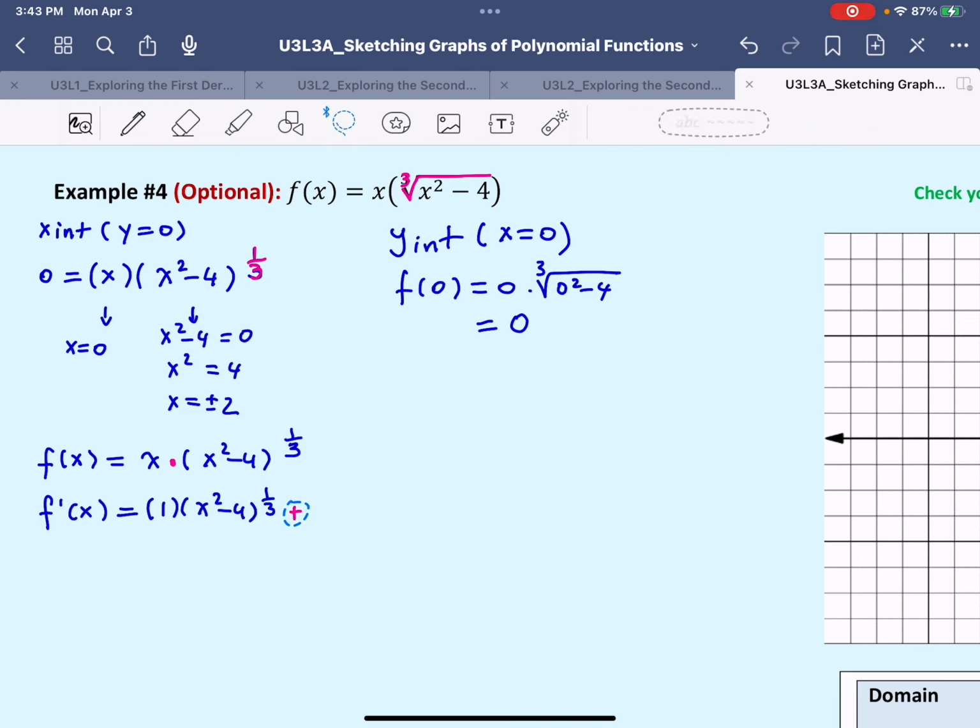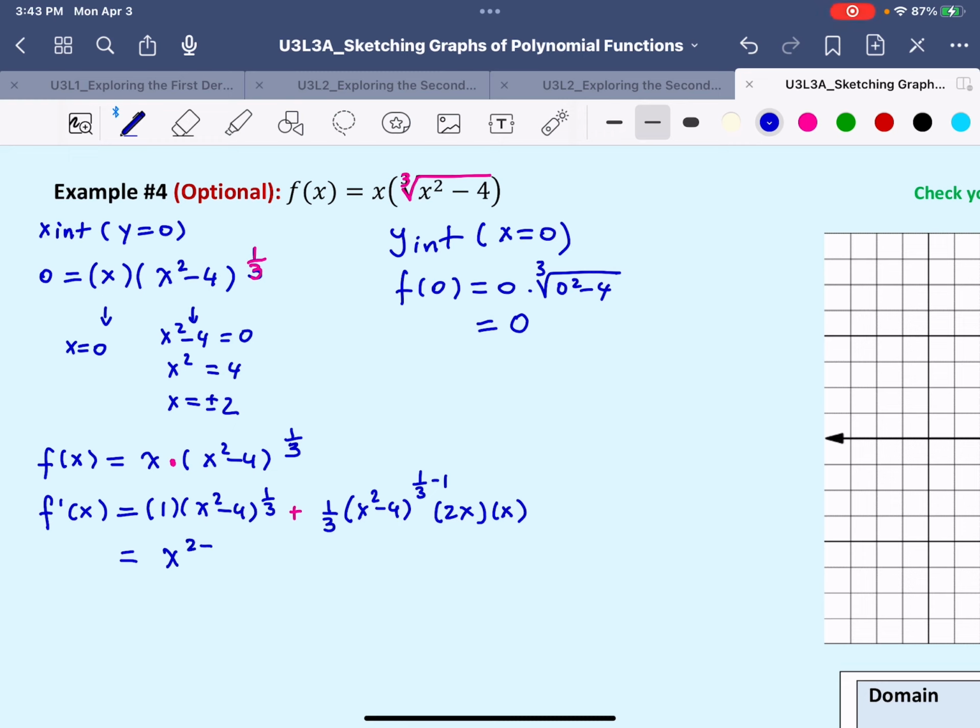So the derivative of x is 1 multiplied by x squared minus 4 to the power of 1 over 3. And then the derivative of x squared minus 4 to the power of 1 over 3 will be 1/3 times x squared minus 4 to the power of 1 over 3 minus 1 multiplied by the derivative of the inside. So we have a little chain here. So multiplied by the derivative of x squared minus 4, or by 2x. And then we also have to multiply here by x.